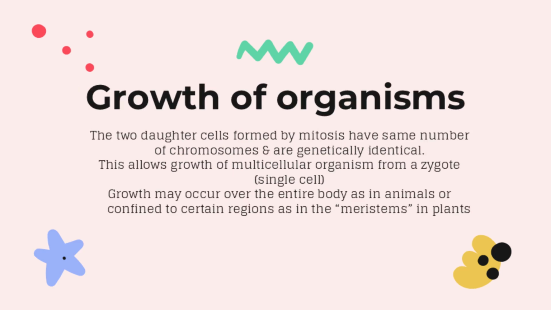The growth of organisms. Two daughter cells formed by mitosis have the same number of chromosomes. This makes them genetically identical, as they both have one copy of the DNA molecule. This allows the growth of a multicellular organism from a zygote, the first cell in a baby. Growth may occur over the whole body, as in animals, or be confined to certain regions, as in plants. These regions are referred to as meristems.